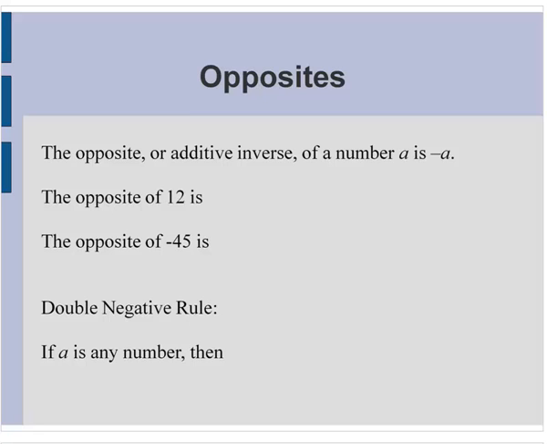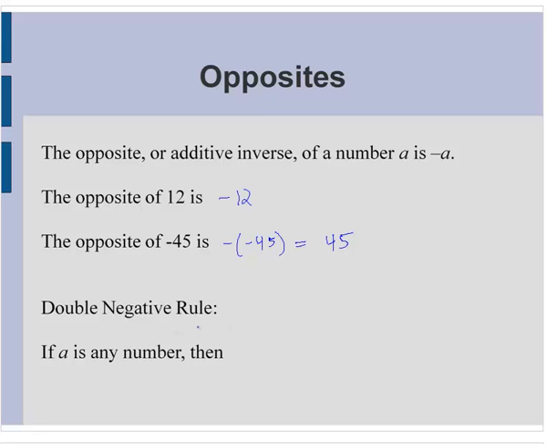The opposite, or additive inverse, of a number a is written as negative a. So for example, the opposite of 12 is negative 12. The opposite of negative 45 is negative 45. Well, wait a second, we don't like negative 45. We would just write that as 45. The opposite of negative 45 is 45.